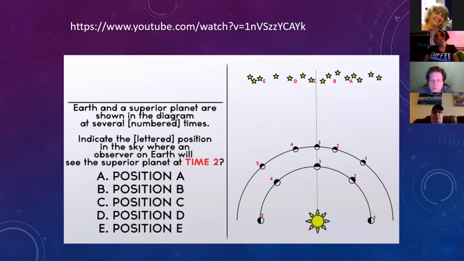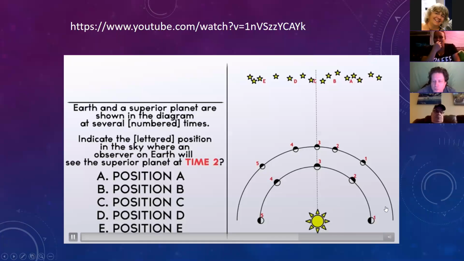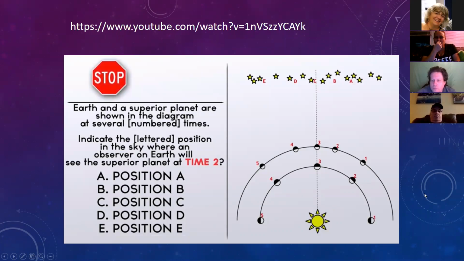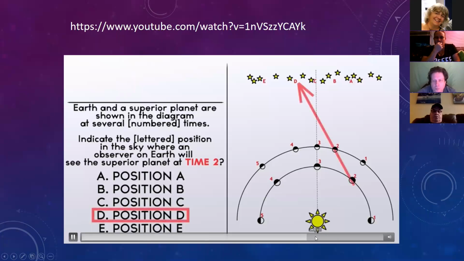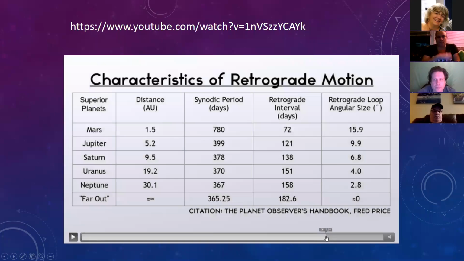At which lettered location in the sky does a superior planet appear to be located for the planet and Earth locations indicated? Please record your vote on a piece of paper and explain your method for determining your answer.